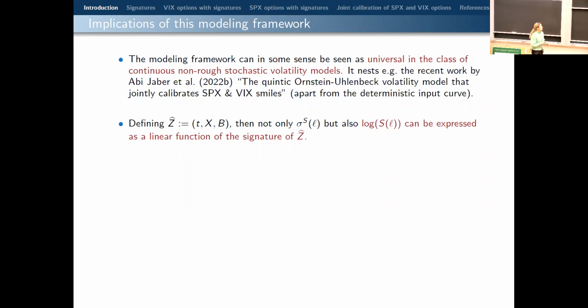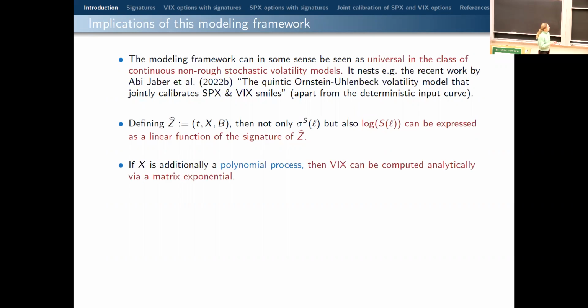Another feature is that our primary underlying process is this X, to which we add time, as I already said, and we also add the Brownian motion which drives the process. And then I call this process Z. And now not only the volatility is a linear function of the signature of X, but also the log price can be expressed as a linear function of the signature of this further extended process Z hat. And this gives further tractability properties.